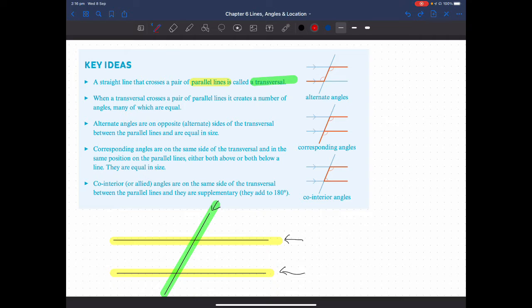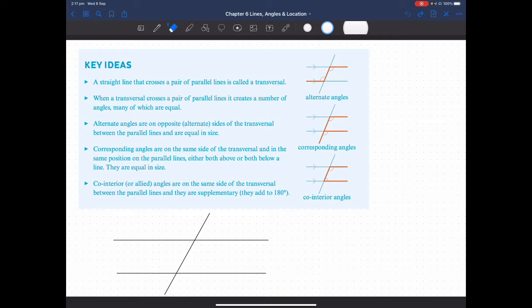When we have this situation, there are a number of angles that are created. 1, 2, 3, 4, 5, 6, 7, 8. These angles have a number of special relationships, and we give these relationships terms. So I'm going to take you through those terms now.